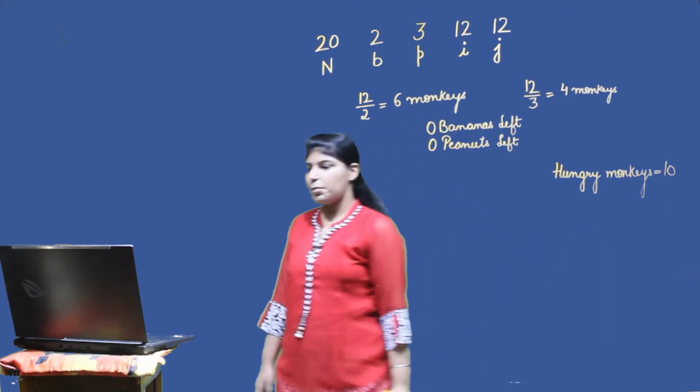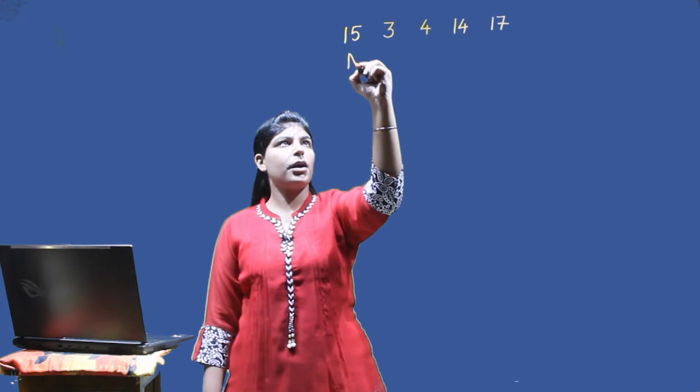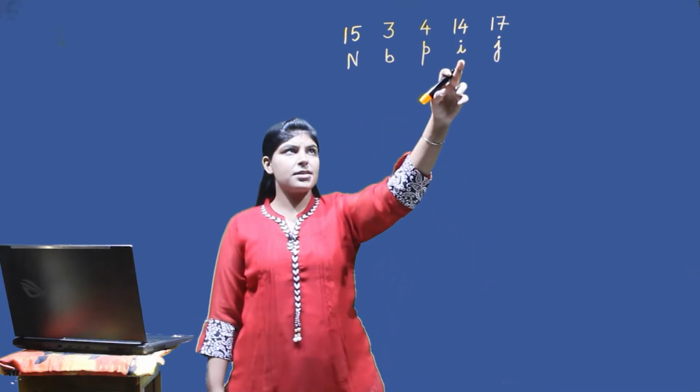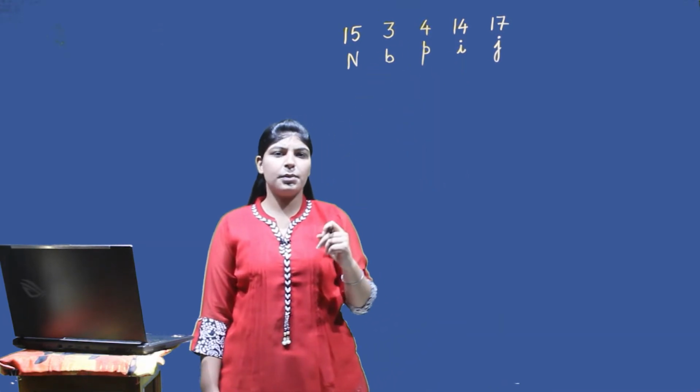Let's see the next sample input. In the next test case we have 15, 3, 4, 14 and 17. So this is the total number of monkeys, this is the number of bananas which a single monkey eats, this is the number of peanuts a single monkey eats, this is the total number of bananas and this is the total number of peanuts. So we have 14 bananas in total and every monkey eats 3 bananas.